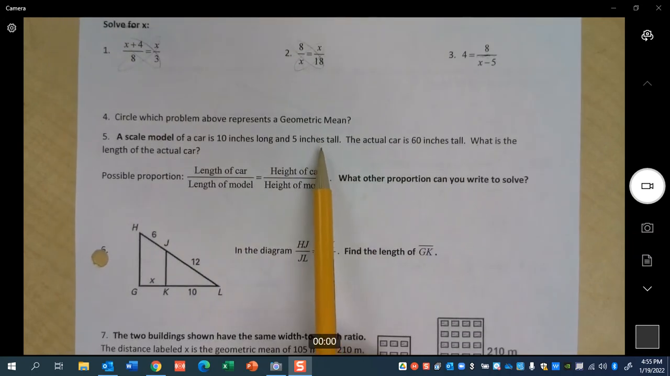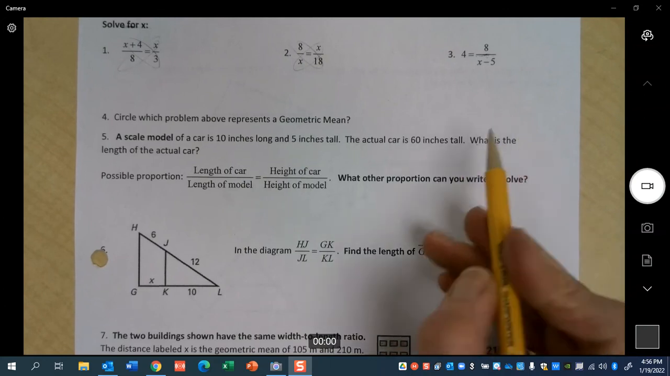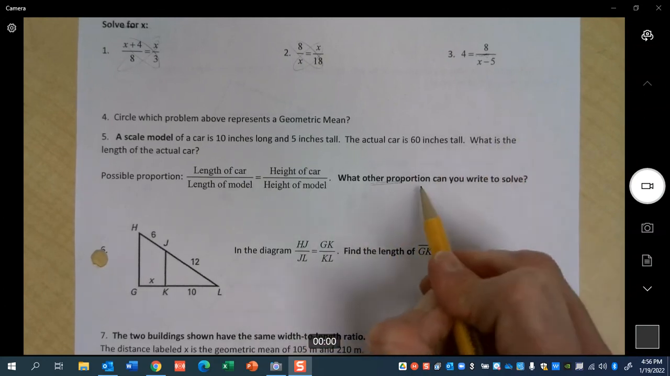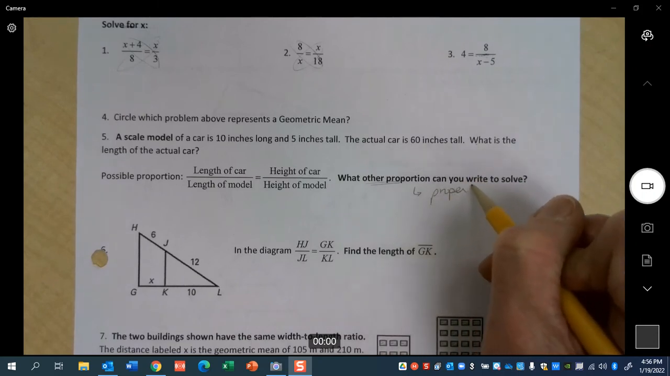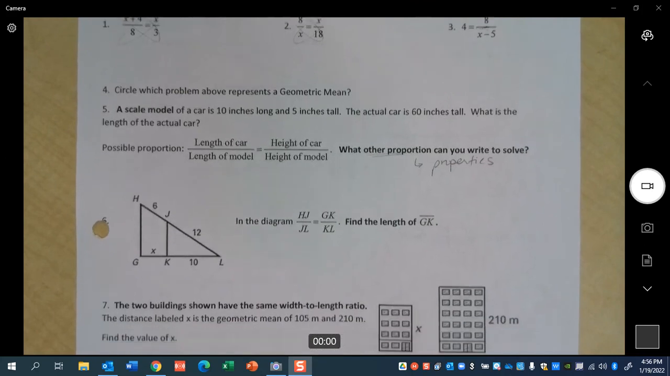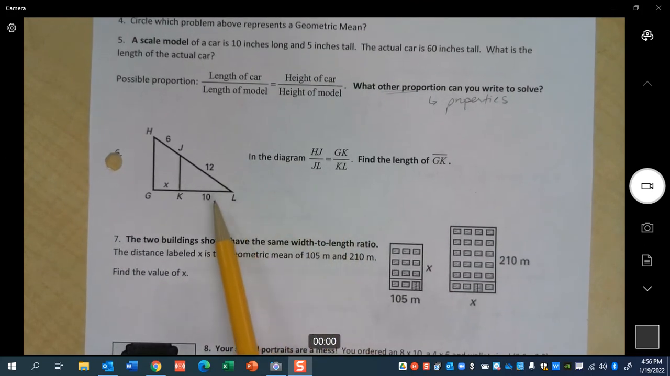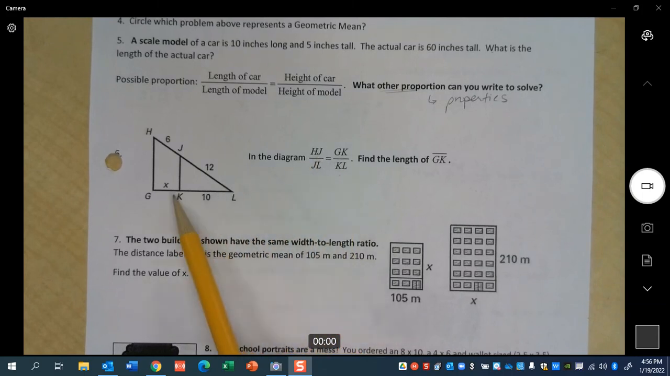We have a couple scale model questions, scale model of a car, the actual car. So you're going to set up a proportion like that to solve. And this question is, what other proportions can you solve? And that's going to be using those properties of proportions. When you talk about in this diagram, you have these lengths, you're going to fill in the values for each of these lengths. And whichever your unknown one is, that's what you're solving.